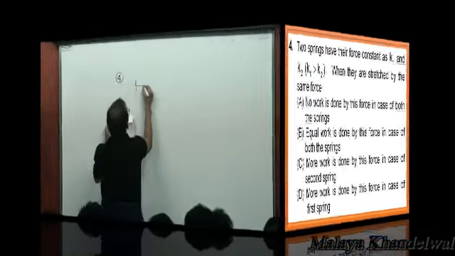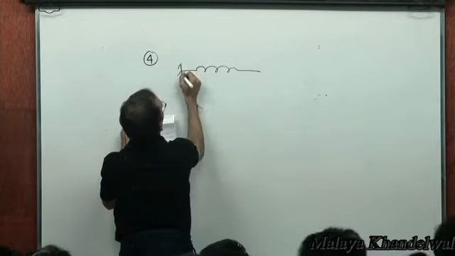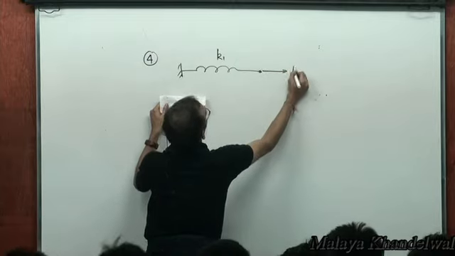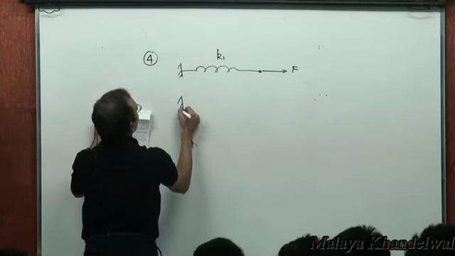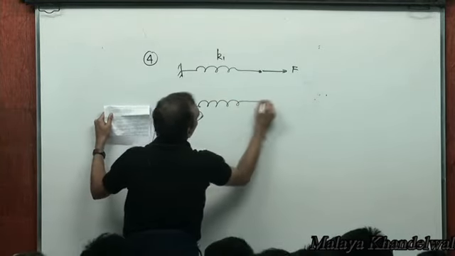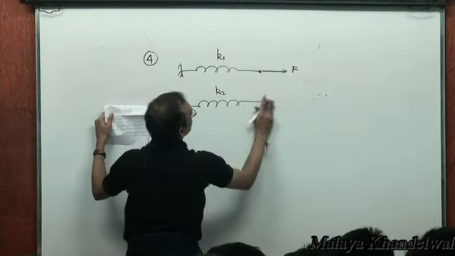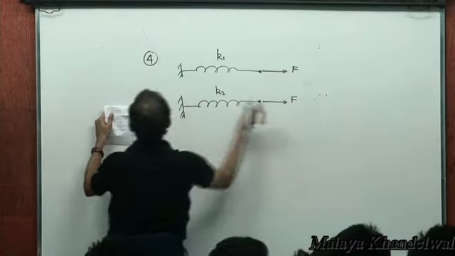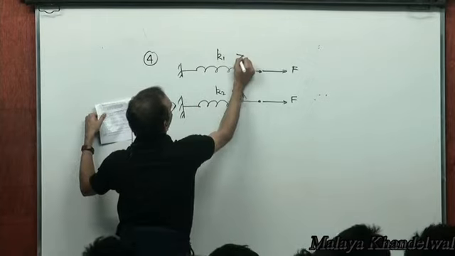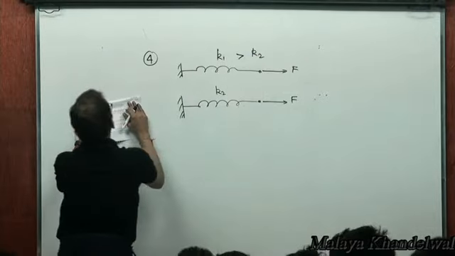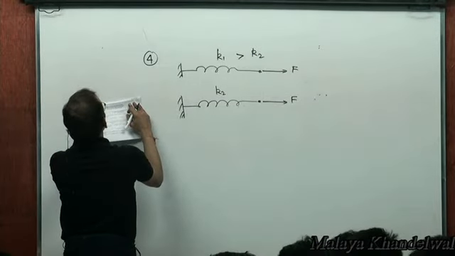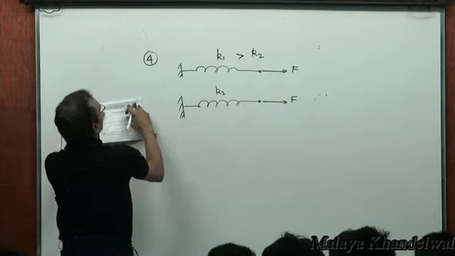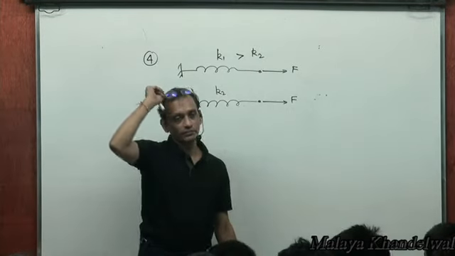There are two springs, one with force constant K1 and pulled with a force F, the other one with force constant K2 and also pulled with a force F. K1 greater than K2, that's given. When they are stretched by the same force, we want to find which force does greater work, right?